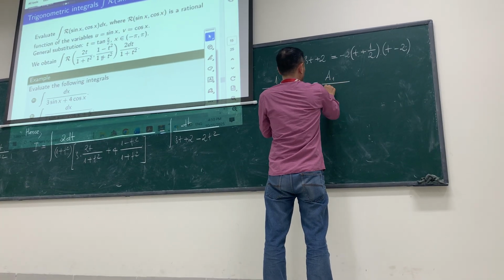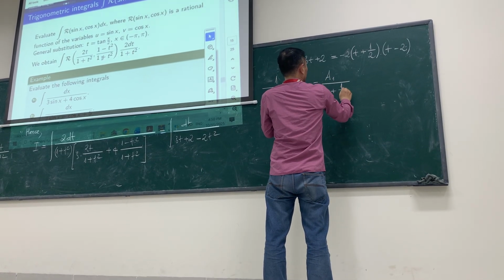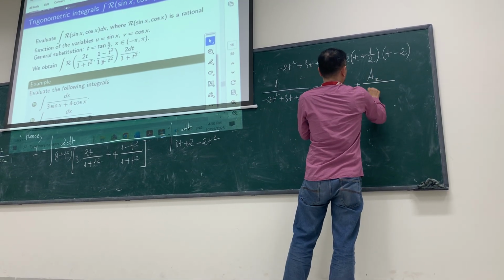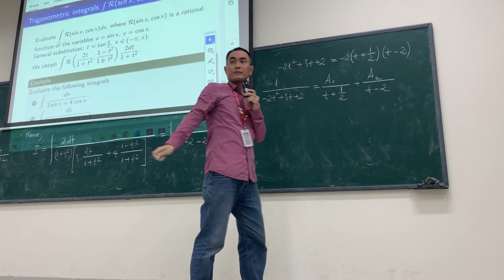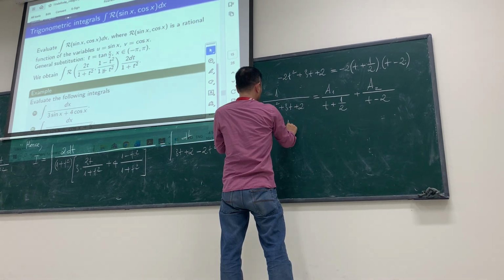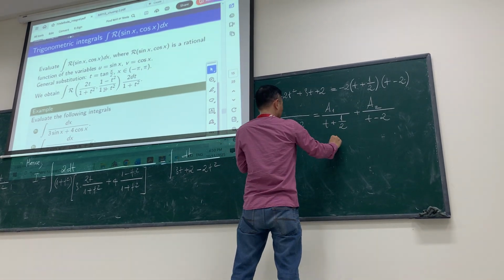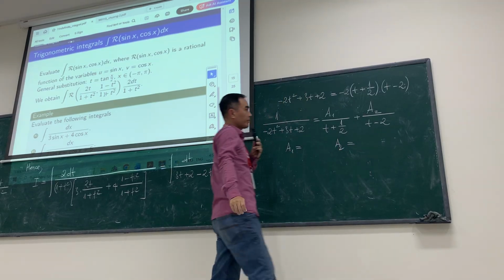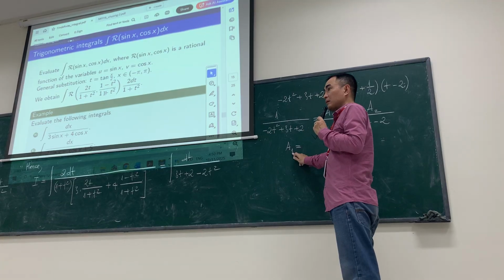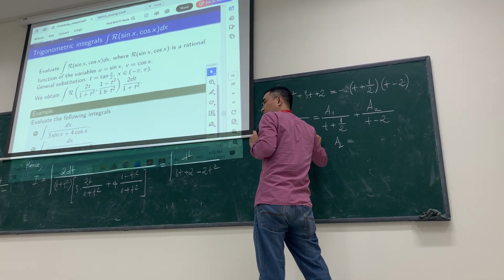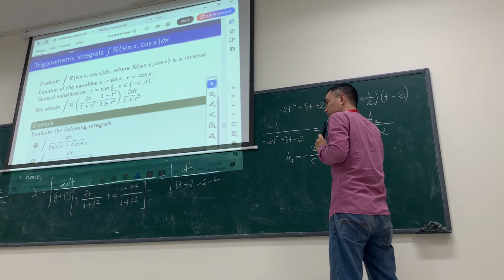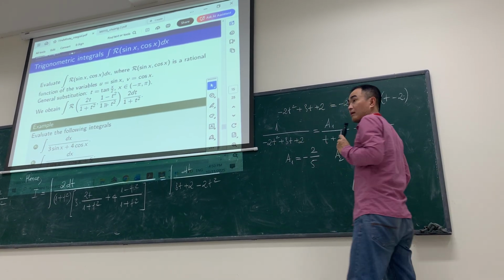is equal to A1 over t plus 1 over 2, plus A2 over t minus 2. Now, have you calculated A1 and A2? A1 is minus 2 over 5, okay? A2 is 2 over 5, okay?